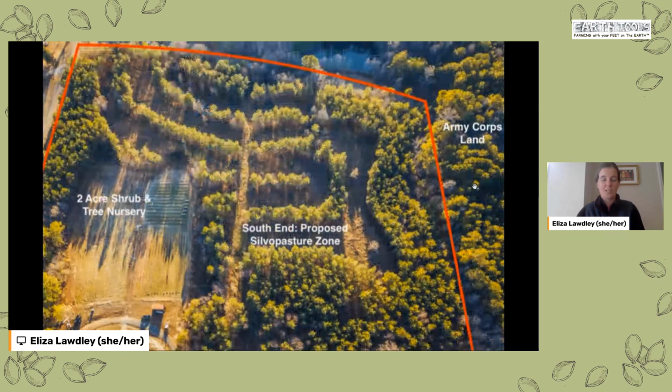And so just a kind of zoomed in version of that same site. Again, here's the 2-acre shrub and tree nursery. This was a couple of years ago, so this image is a little fuzzy. I apologize. But then you can start to see these proposed silvopasture areas of snaking kind of bands of berms and swales mixed in with these stands of trees.